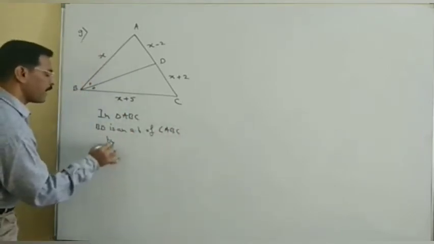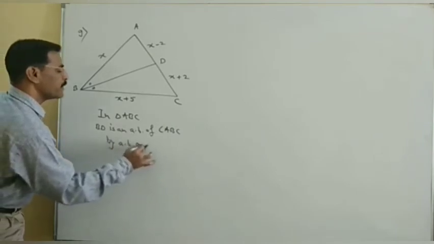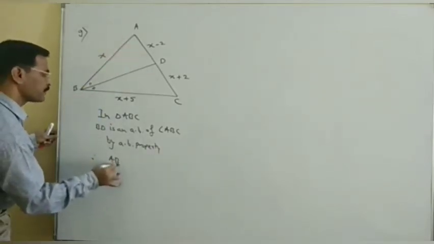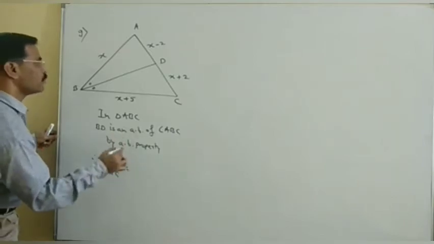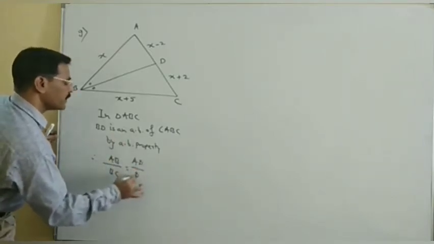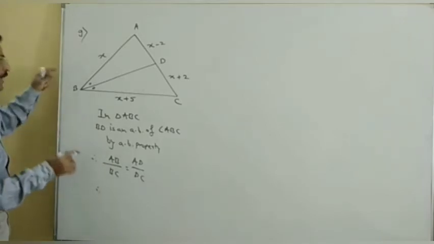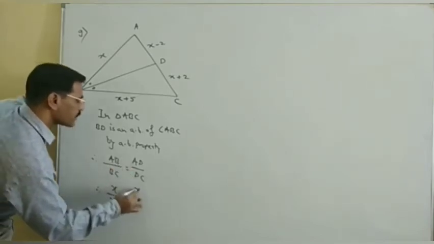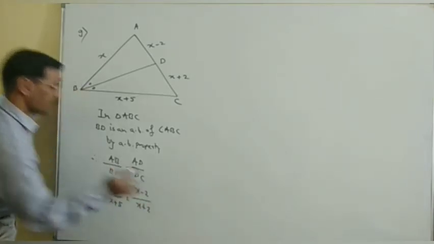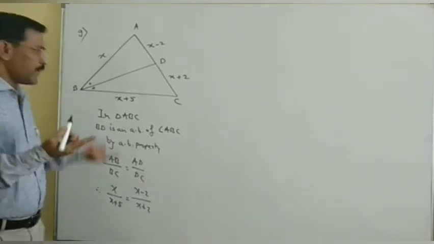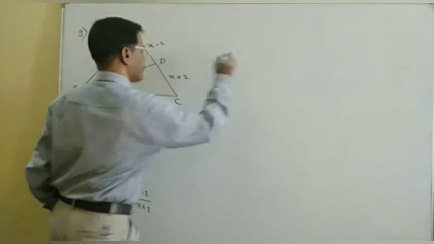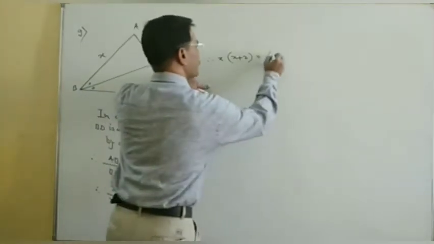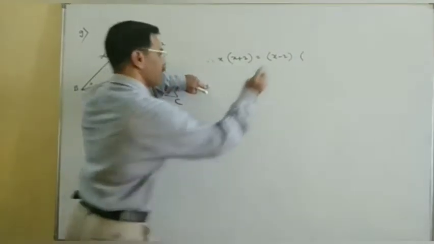Now by the angle bisector property, very easily we know here: AB upon BC is equal to AD upon DC. In which we only have to put the values. What about AB? x is there. BC, x plus 5. This side, x minus 2 upon x plus 2. Now just go with cross multiplication. Let's see what we get here. x into x plus 2 is equal to x minus 2 into x plus 5.